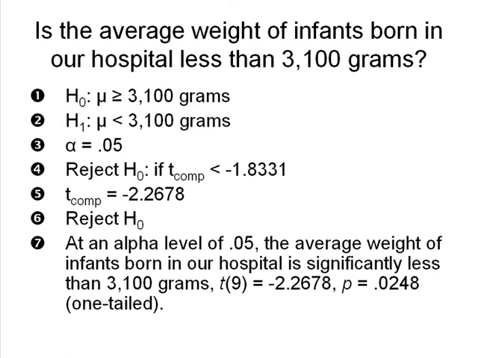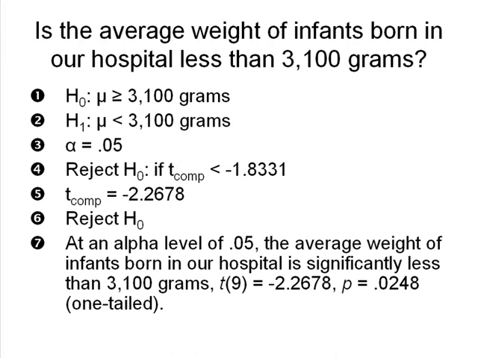Then we say our alpha, step 3, is our probability that we're willing to be wrong, in this case 0.05. 4, we put a rejection rule. This is, at this probability, what would we have to get for t before we could decide to reject the null hypothesis? Step 5, we use Excel to find the t comp. In this case, we got negative 2.2678. Step 6, because by our rejection rule we get to reject H0, we reject H0. 7, we write our conclusion.